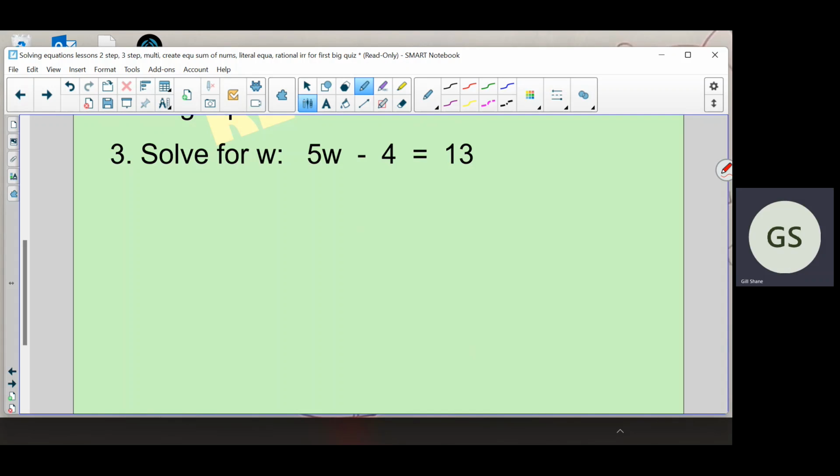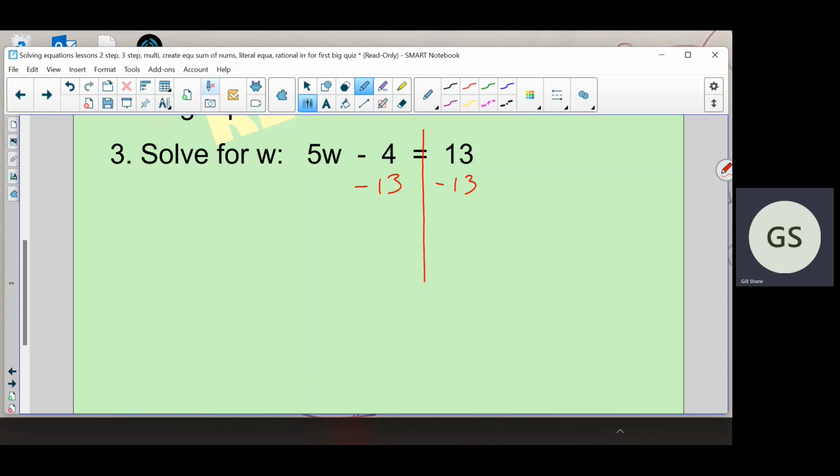If I did the wrong thing, so let's say I, for whatever reason, said, you know what, I know I need to do the opposite and get rid of that 13. Wrong step. You don't need to do anything with that 13. That's not where the variable is. Let's say I did, but I remember the number one rule is whatever I do on one side, I do on the other side. So I do that on the other side.